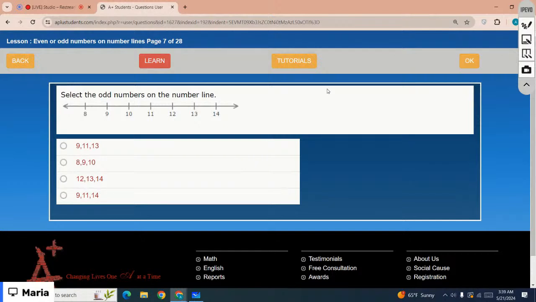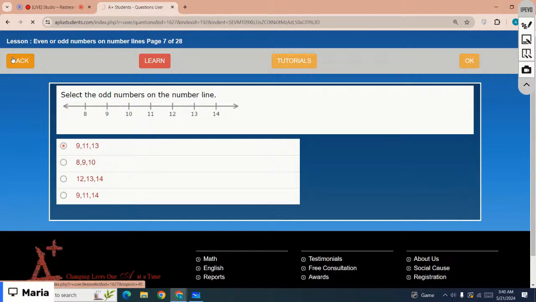Select the odd numbers on the number line. So, which is the correct option? The correct option is odd numbers are 9, 11, and 13. Okay, you can complete the lesson by yourself later today.